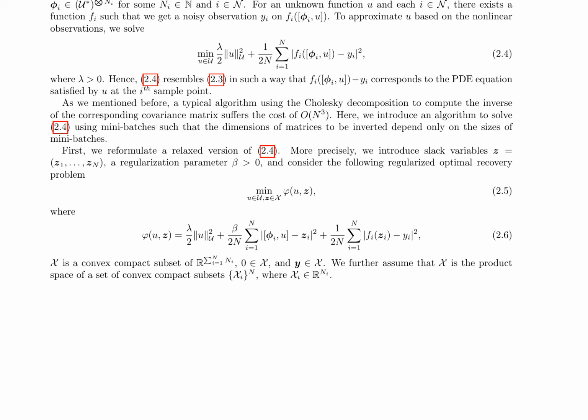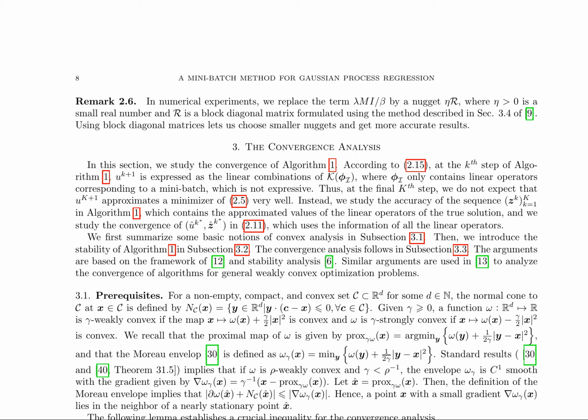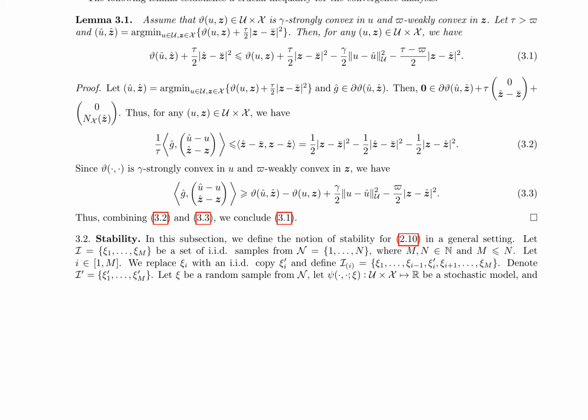In the subsequent sections, the authors present the mini-batch method in detail, which reduces the computational cost to m cubed, due to solving smaller matrices. They establish a representer formula for the optimization problem, enabling efficient computation. A convergence analysis of the mini-batch method is provided, involving basic notions of convex analysis such as weakly convex and strongly convex functions, the proximal map, and Moreau envelope. The authors define stability for the optimization problem, showing that it is crucial for the convergence analysis.